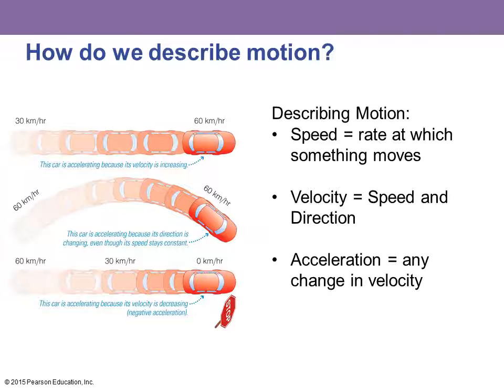Motion is described in three different ways. First, speed, and that's the rate at which something moves. Velocity, which is speed and direction, or having a constant speed moving in maybe a circular direction or one constant direction at one speed. And then there's acceleration, which is any change in velocity. Acceleration can be positive or negative. Some people call slowing down negative acceleration or deceleration.